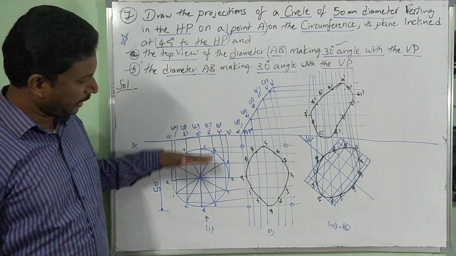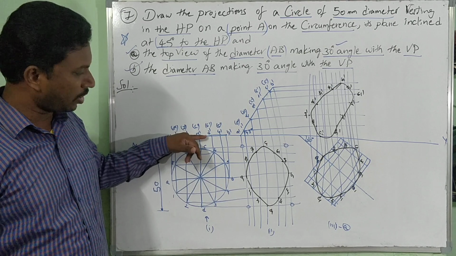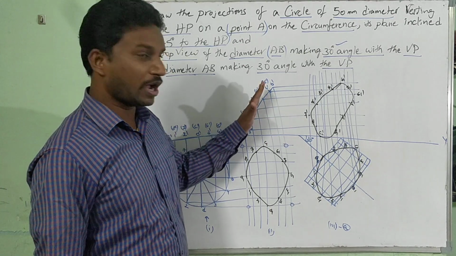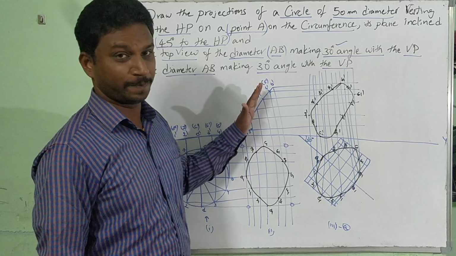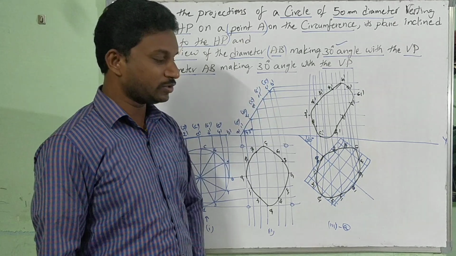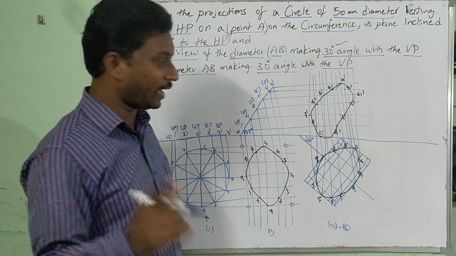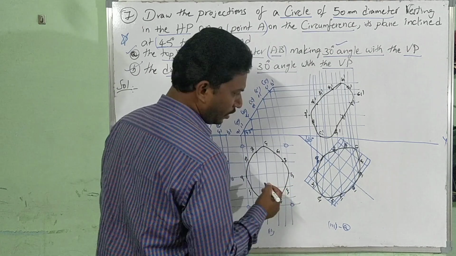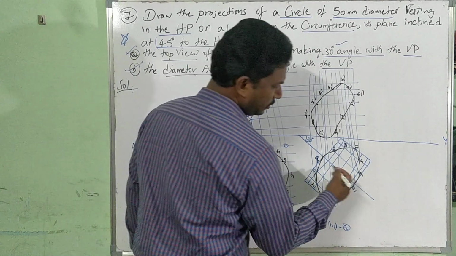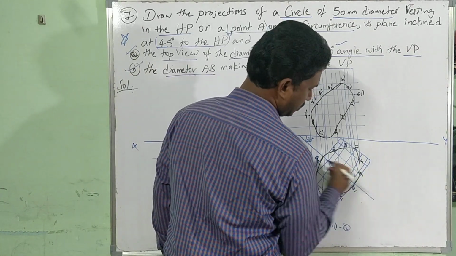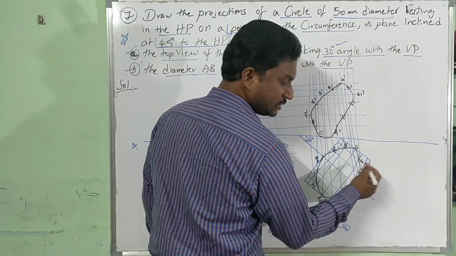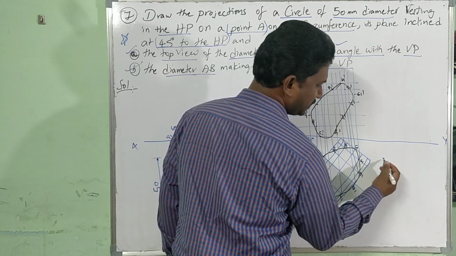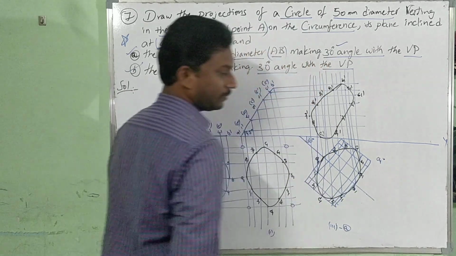See, line AB is parallel to XY, here it is. Now, in the first stage we have drawn the line inclined to HP, right? In the next stage we are supposed to draw the line inclined to VP with respect to the diameter AB. See how you can do that: try to draw a line which is almost at the line of this, just for reference. I am taking this as A1.